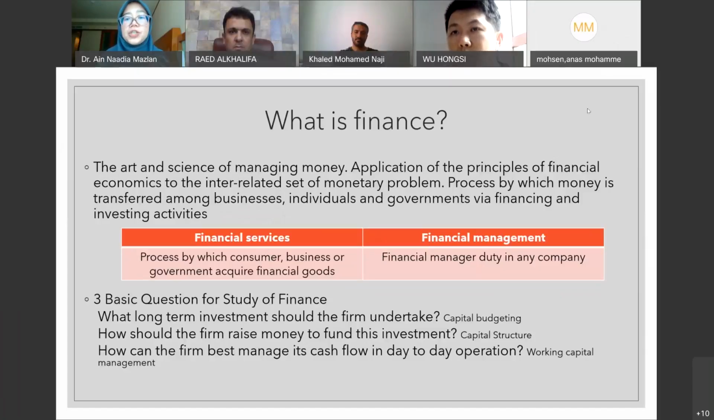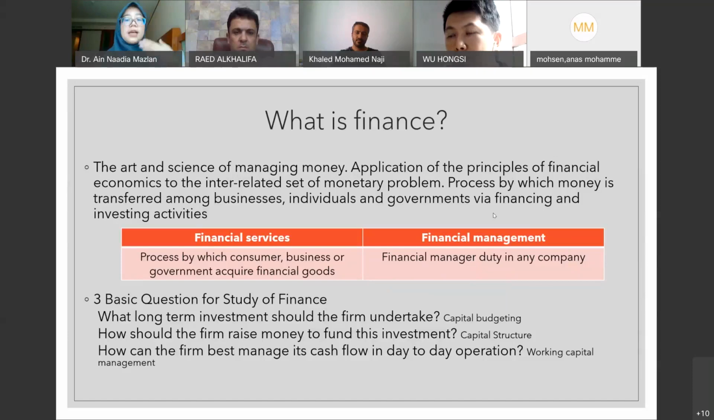So, applications of the principle of financial economics to the interrelated set of monetary problems. What do monetary problems mean here? It is the process by which money is transferred from one business or one person to another, from your customers to you, from you to your supplier. So that can create problems.